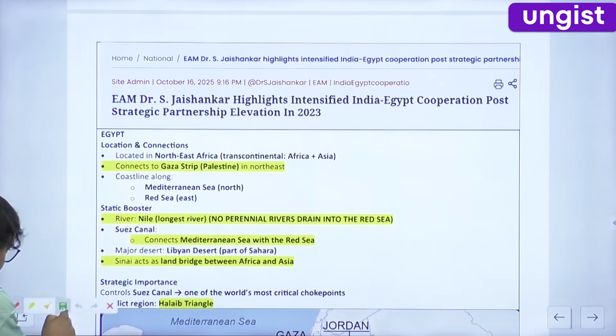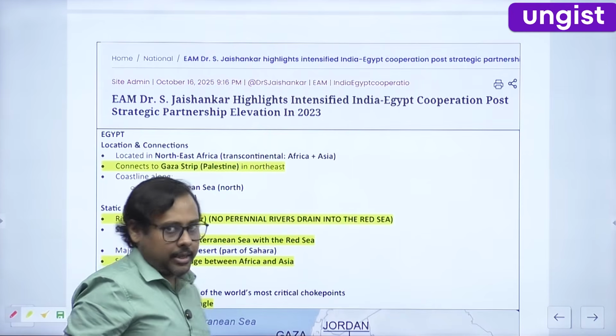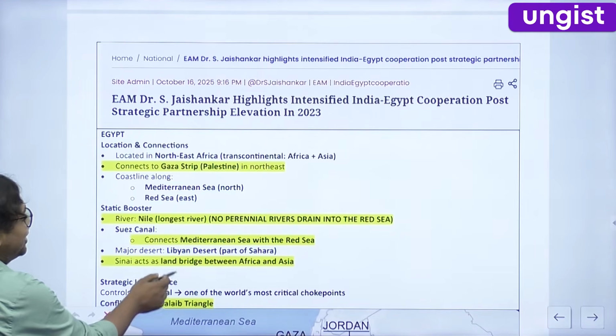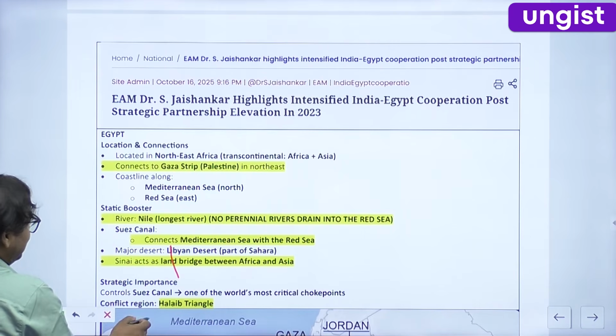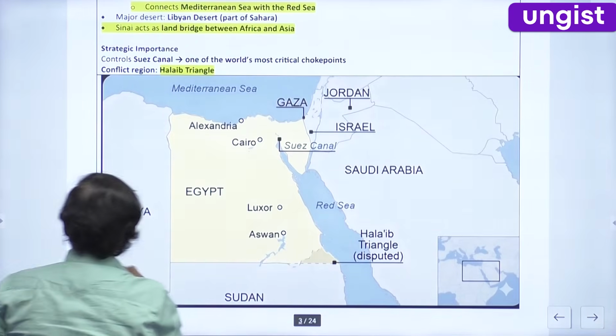Okay, Egypt. Now Egypt, you know that it's a very important country. एक एक करके देख लेते हैं. Do we have a conflict area? Of course, we have a conflict area. Where is that conflict area? It is the Halaib triangle. So this is this area.